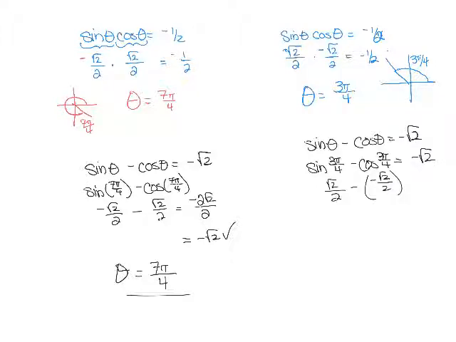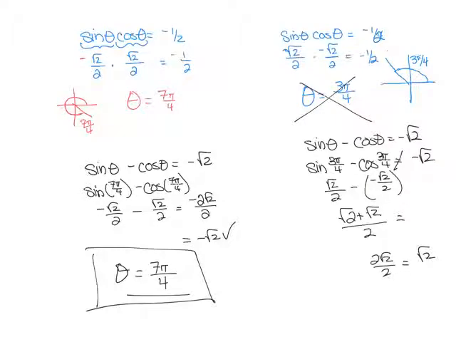But when we subtract those, we're really adding a positive, which turns out to be 2 square roots of 2 over 2, which is positive square root of 2 over 2. So it doesn't equal negative square root of 2 over 2. So this is not one of our solutions. The only solution we got was theta is equal to 7 pi over 4. That's one method of solving this equation.